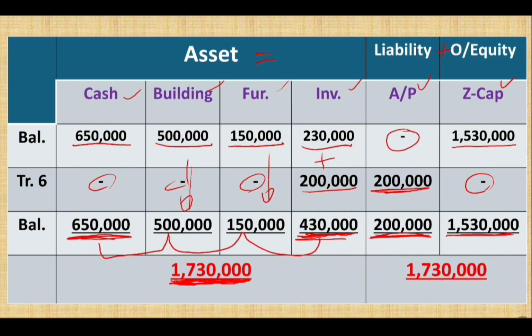Here is the total asset after transaction 6. The balance of the total asset after transaction 6 is the sum of cash plus building plus furniture plus inventory, because these four are assets. So the total sum is 1,730,000. And in the case of liability and owner equity, 200,000 liability plus 1,530,000 owner equity gives us 1,730,000. Therefore, both sides are balanced.